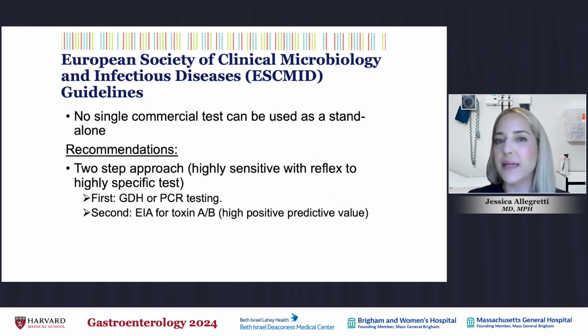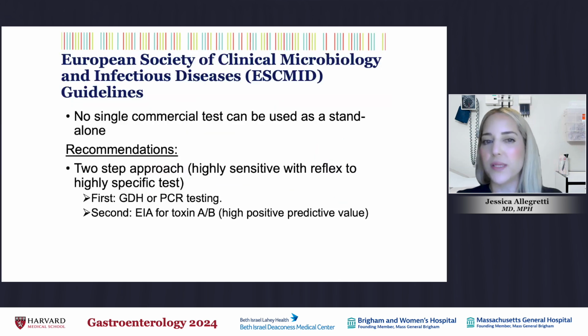And so there is guidance on this. No commercial test should be used as a standalone. You want to be using a 2-step testing approach. You want to start with a highly sensitive test that could either be your GDH or your PCR, because both of those tests tell you about the presence of organisms. If that is positive, you'd move on to the toxin test to actually look for the presence of toxin. And if both are positive, then you've confirmed infection.